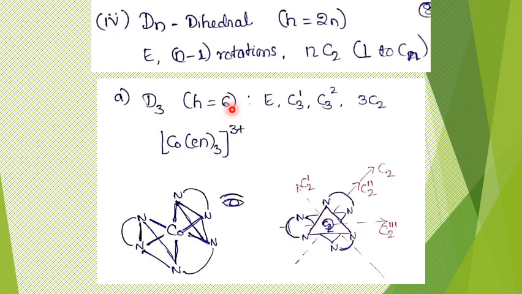So totally now 6 different operations must be possible. And let's consider this example, Co(en)3 3+, cobalt tris-ethylenediamine. This complex, in fact, goes to the D3 point group. So it's not that easy.